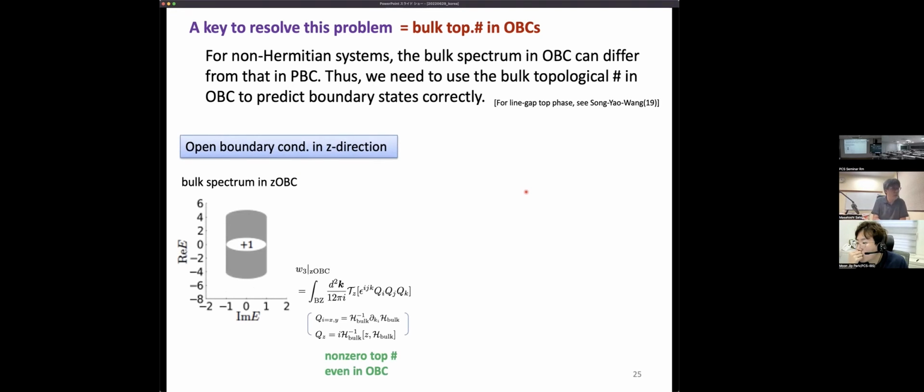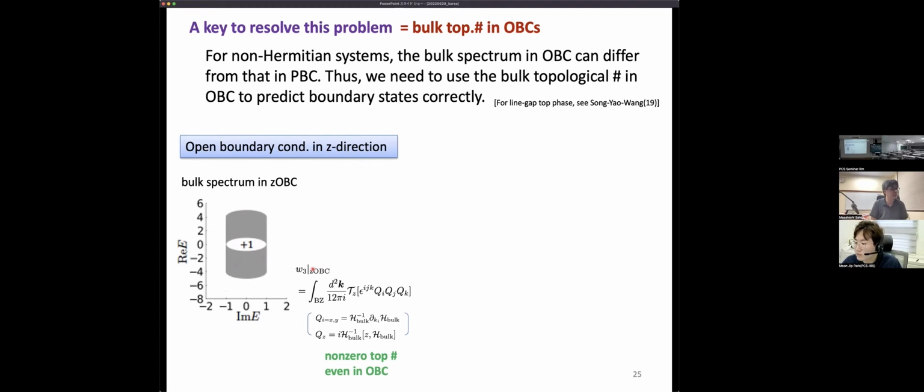Actually, once we consider the bulk topological number in the open boundary condition, we have a very consistent picture. So I consider again the open boundary condition in the z direction. Here I show the bulk spectrum in the open boundary conditions. In this case, even if we take the open boundary condition in the z direction, we have a point gap at E equal to zero, so that we can define the topological number.